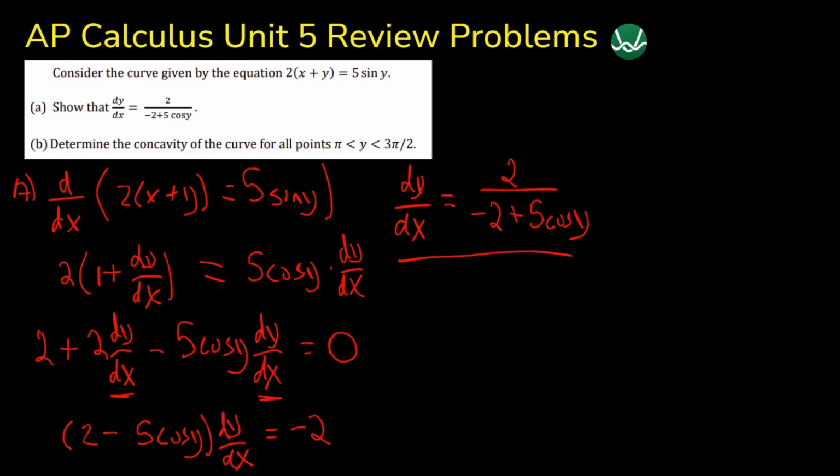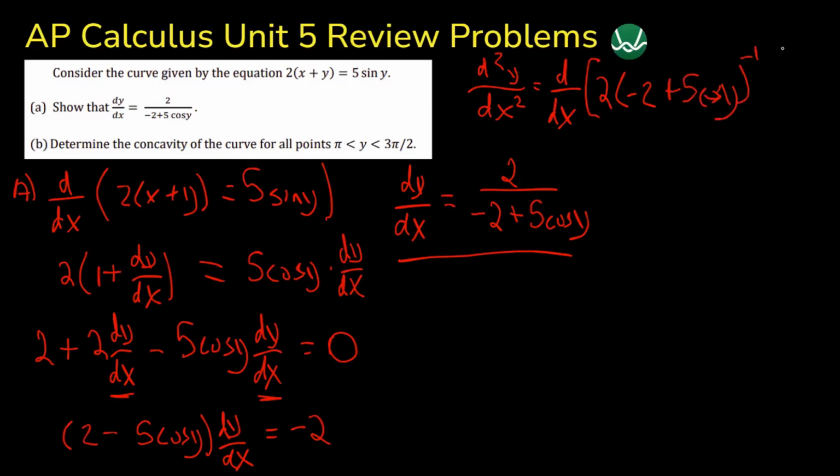So for part B, we want to determine the concavity for the curve at all points between pi and 3 pi over 2 for y. So to get the second derivative, we're going to take the derivative with respect to x. I'm going to rewrite dy dx as 2 times the quantity to the -1 power. This way I can use the general power rule.